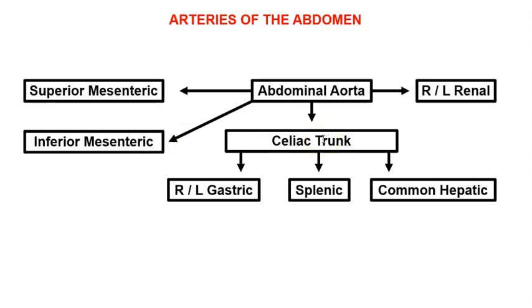Meanwhile, the celiac trunk feeds into some smaller arteries, namely the right and left gastric artery, which delivers blood to the stomach, the splenic artery, which delivers blood to the spleen, and the common hepatic artery that carries blood to the liver. And then finally, as their name implies, the right and left renal arteries are the arteries that take blood to the kidneys.